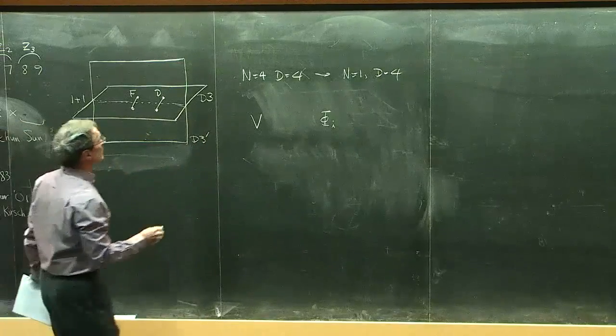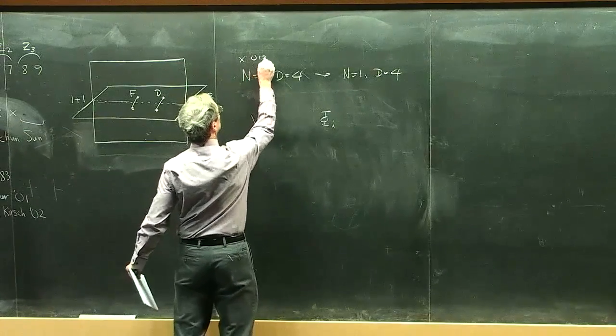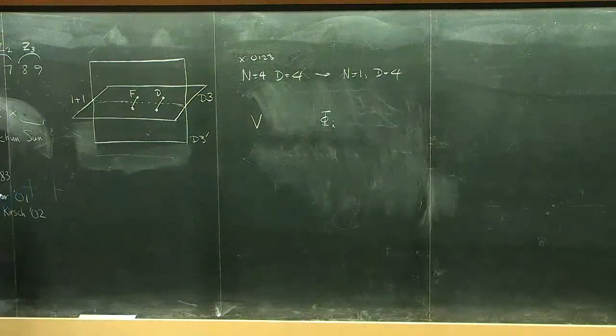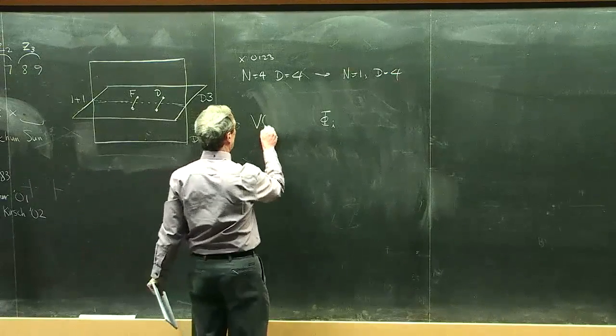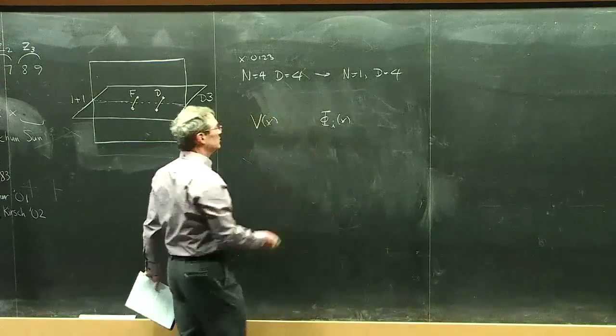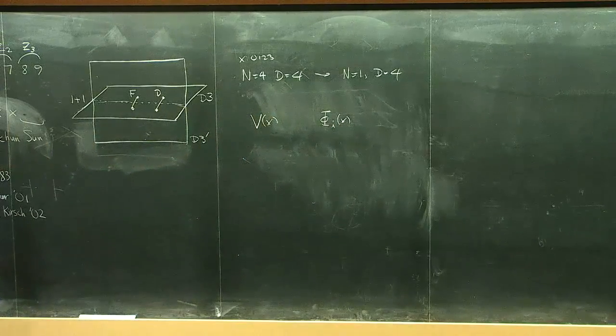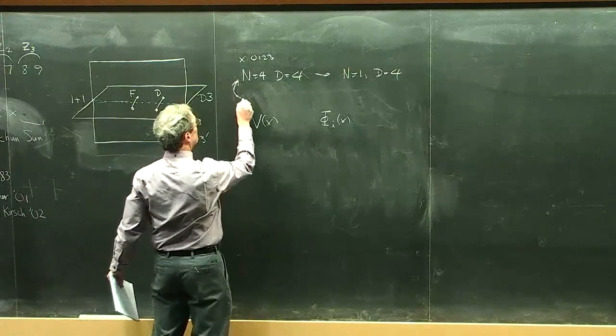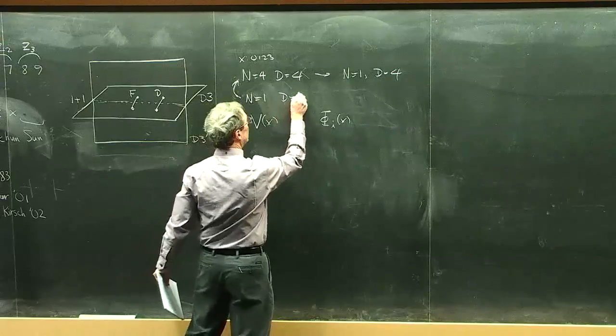Let me use x for 0, 1, 2, 3, and y for the directions 4 through 9, the directions that are not in these 4. I'm eventually going to group them into complex pairs, so z and z bar for the other 6. To do this, you simply have 1 vector multiplet and 3 chiral multiplets. But this, of course, is the dimensional reduction from N=1, d=10.